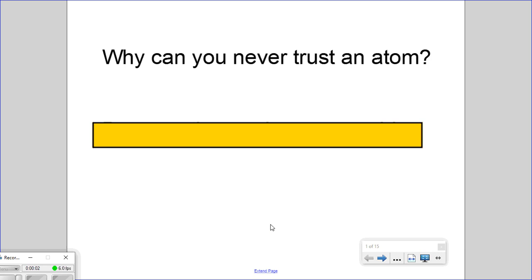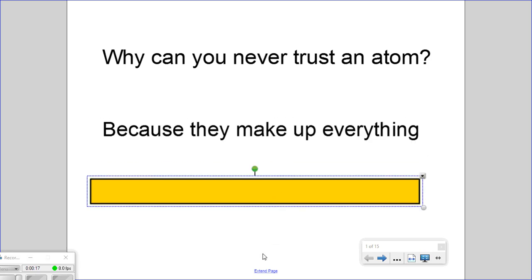In this video, we'll cover Bohr Rutherford diagrams, but first we'll start with a little joke. Now that we know about atoms and the structure of atoms, we can use this to tell a whole bunch of jokes. So, why can you never trust an atom? Because they make up everything.